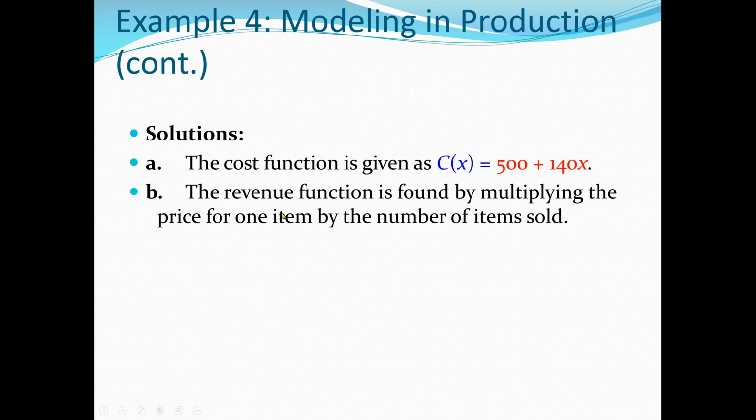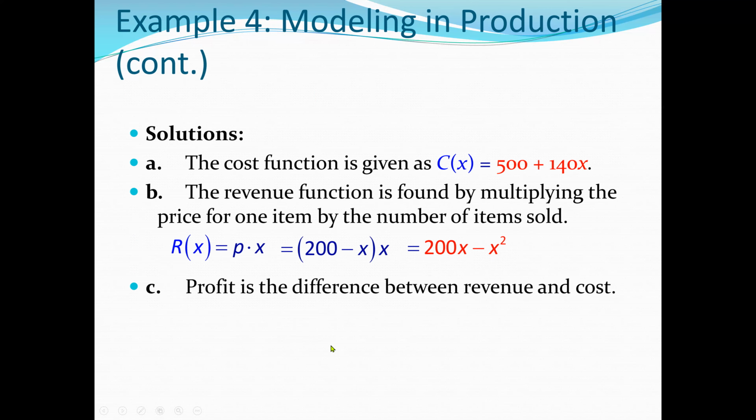Now B, the revenue function will be found by multiplying the price for one item by the number of items sold. So R of x will be P times x. Here we know P is given to be 200 minus x. We multiply by x, and that will give us 200x minus x squared. So that will be the revenue.